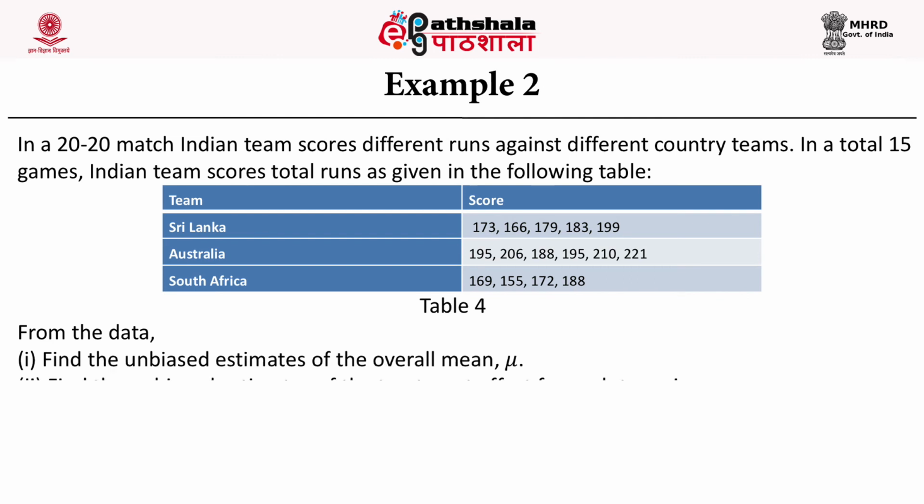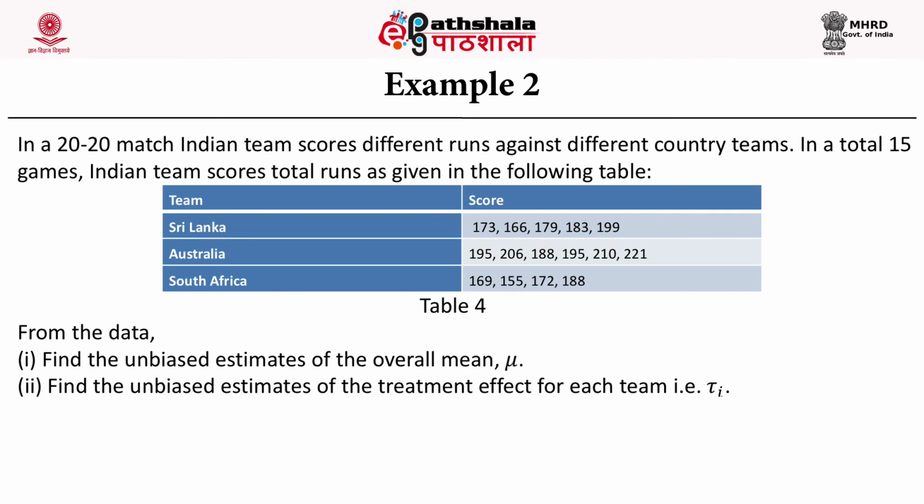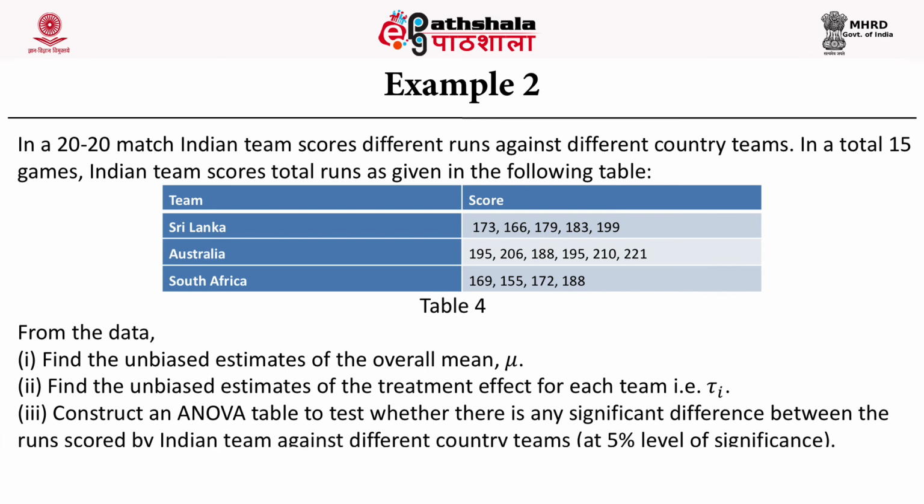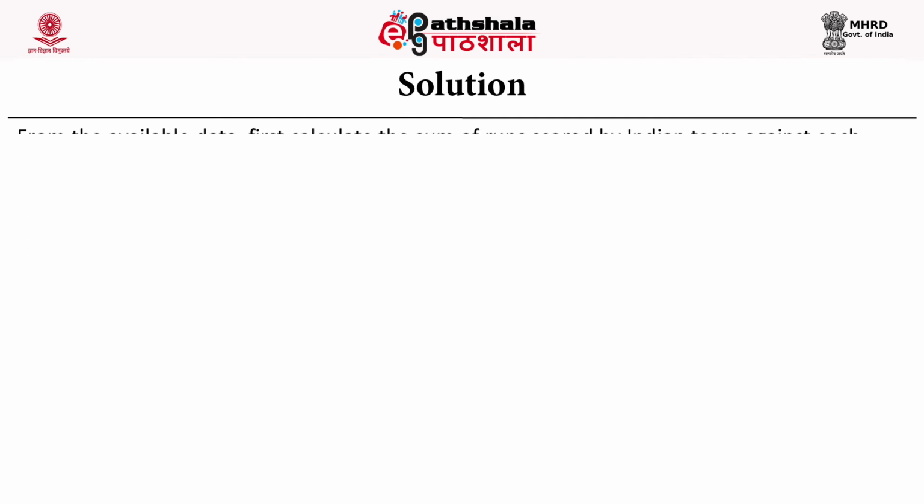From the data, first we have to find out the unbiased estimate of the overall mean, and second to find out the unbiased estimate of the treatment effect for each treatment, that is tau i. Then construct an ANOVA table to test whether there is any significant difference between the runs scored by the Indian team against different country teams at 5% level of significance. And fourth, what are the assumptions for the model?